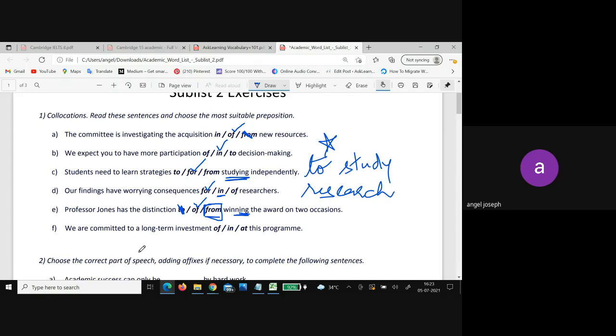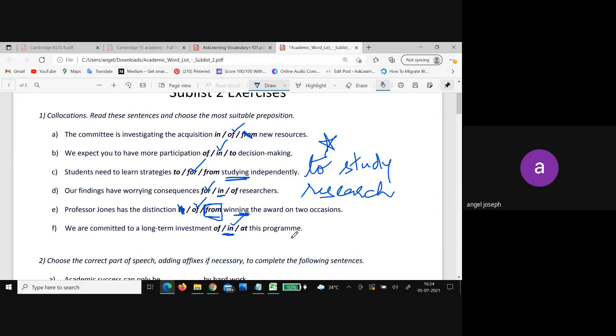Going on to the next one: we are committed to a long-term investment, and the options are of, in, at. We are committed to a long-term investment in this program. Anyone else who wants to try this? "At this program" is incorrect. Long-term investment is always "in". What she said is correct. We are committed to a long-term investment in this program.